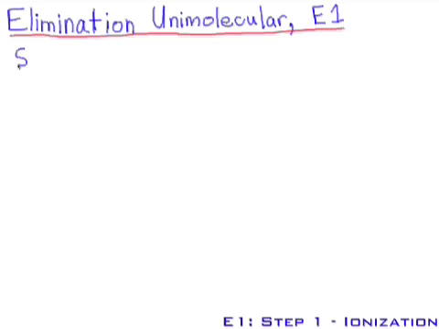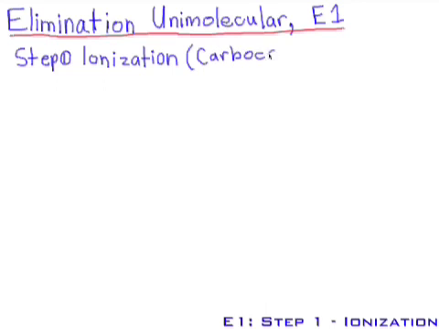Step 1 is referred to as ionization. It's sometimes called carbocation formation. Either way, it involves the formation of carbocations.